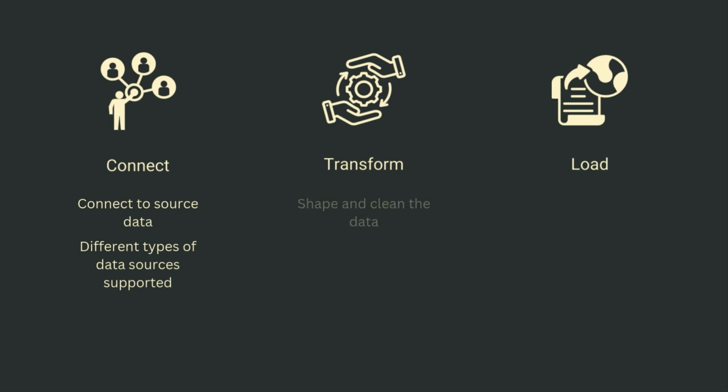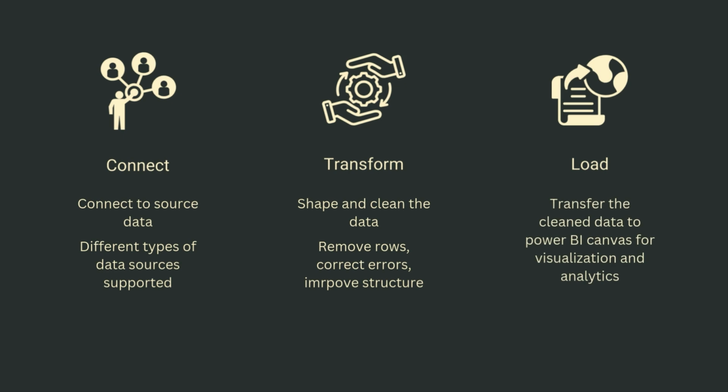Once you've connected to your source data, Power Query can help you transform and clean it. For example, if you want to remove unnecessary columns, correct the data types, or remove errors, you can do it in the transform step. Lastly, once you've done the transformation, you can load this clean data into the Power BI canvas where you can use it for visualization. These three steps work very closely. Therefore, over the next few minutes, we will learn about these steps together.